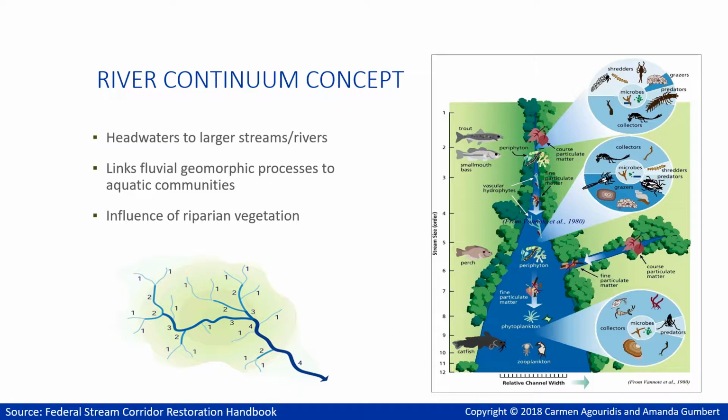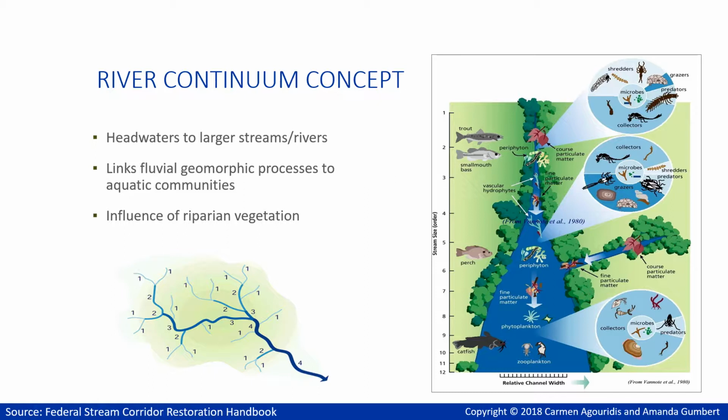An important theory to understand when thinking about ecosystem services is the river continuum concept. The river continuum concept is a way of understanding how the general physical changes in streams, from headwaters to larger order streams, affect the structural and functional characteristics of stream communities such as fish and macroinvertebrates. This concept links fluviogeomorphic processes to macroinvertebrate functional feeding groups and types of fish.